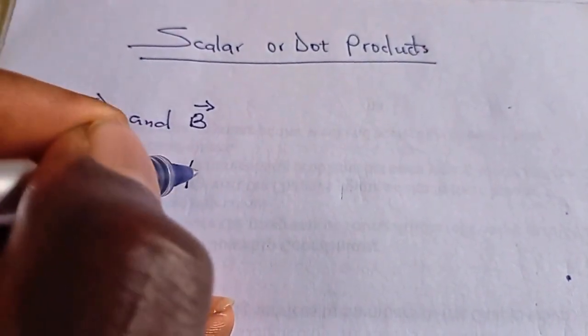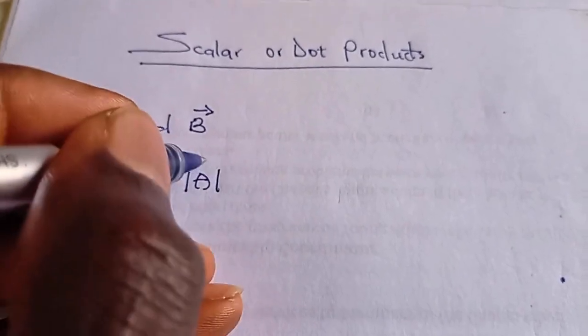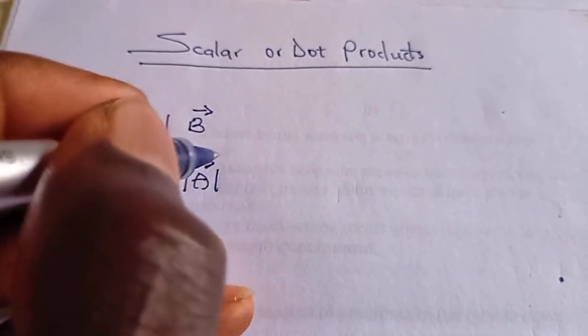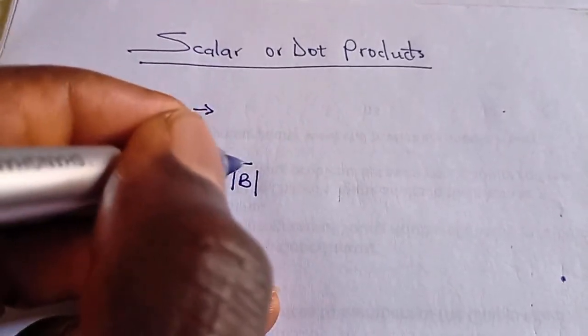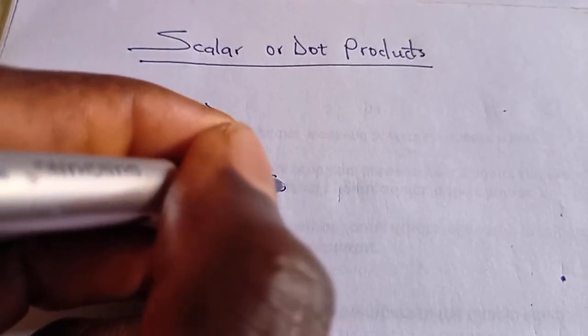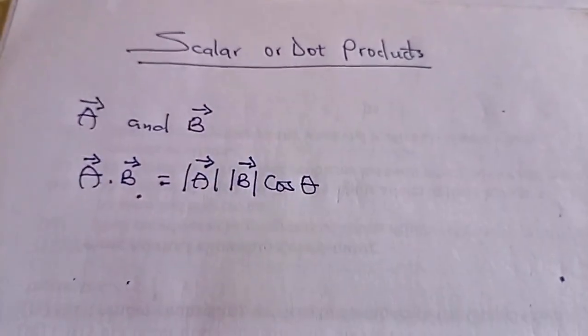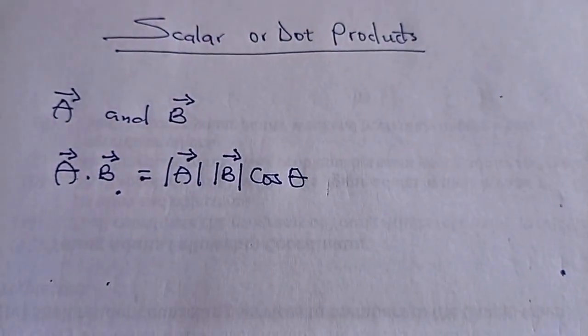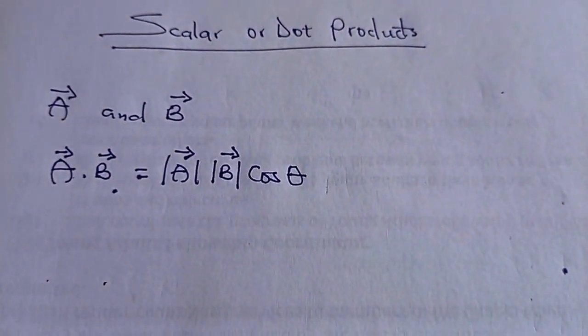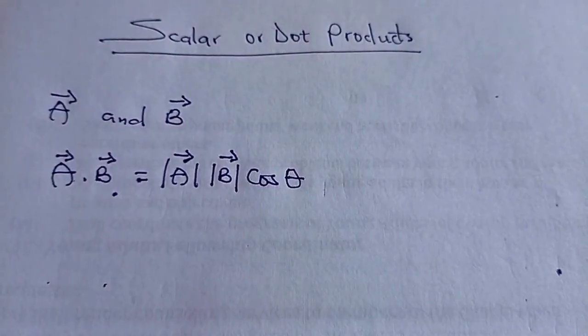the magnitude of vector A multiplied by the magnitude of vector B multiplied by cos theta. So that if these are two vectors A and B, we can as well find the angle between the two vectors, right?